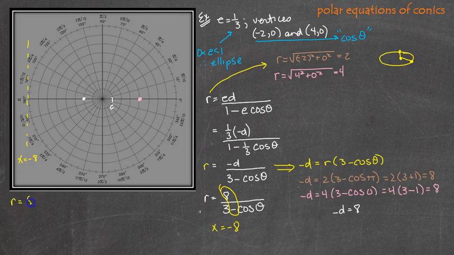So I'm going to put in r equals 8 over 3 minus the cos of pi over 2. And that's 8 over 3 minus 0. So it's 8/3. Well, I'm going to need a mixed number. So that's 2 and 2/3. So that would be at about there. And on the other end, r equals 8 over 3 minus the cos of 3 pi over 2. Good news, I get 8/3 again.